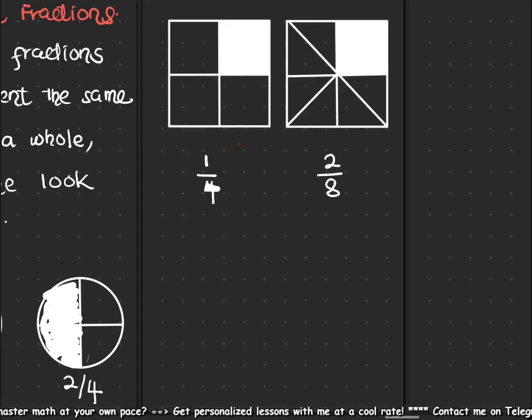So now that we know their representations, let's look at how to find equivalent fractions, so that if I give you one fraction without drawing, you can find other equivalent fractions or other forms of the fraction I have given you. Let's take a look at that.